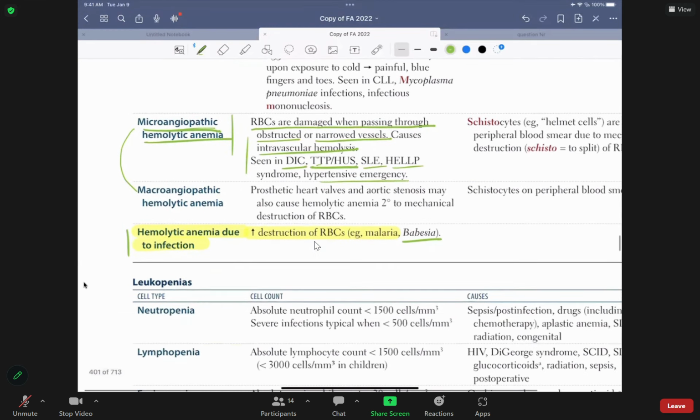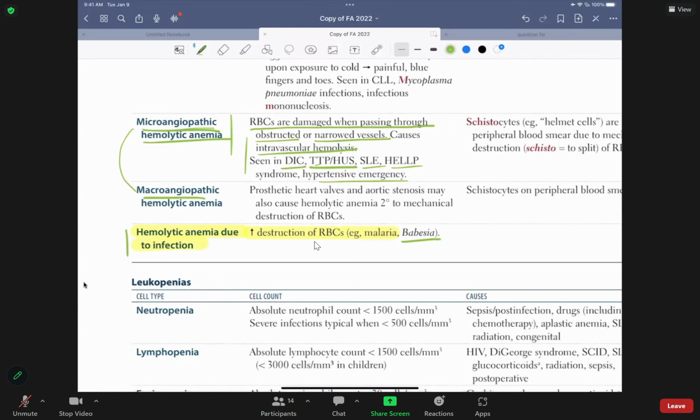Now, next one, what we call macroangiopathic hemolytic anemia. When we say macroangiopathic hemolytic anemia, what they are saying is a little bit bigger. So let's say a patient had a prosthetic heart valve, or aortic stenosis. I think aortic stenosis is a good example. When you have aortic stenosis, the aortic valve is full of calcification. That means it's like a metal valve. Every time the heart pumps, blood comes out through the aortic valve, and with that force, it's going to hit the aortic valve. Is that clear, folks? When they hit that aortic valve, they break. Same thing with a prosthetic heart valve.